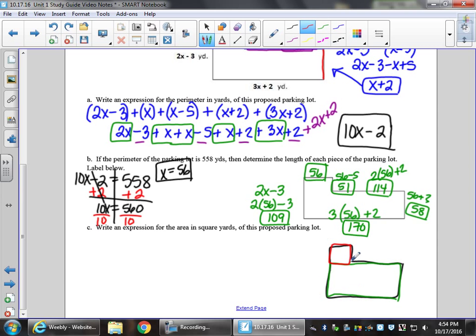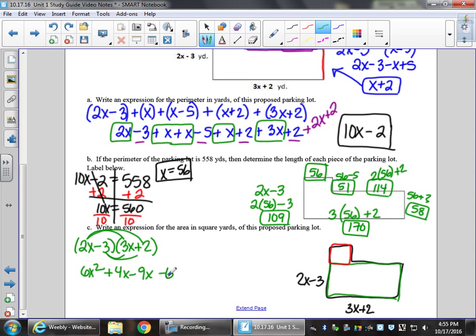You could have made this a box and this a box. There's two ways to do it. Now I know the expression of this side is 3x plus 2, and this is 2x minus 3. So for the green box, we're going to do 2x minus 3 times 3x plus 2. That'll get the area of the green box. Let's do that first. So I get 6x squared plus 4x minus 9x minus 6, which is 6x squared minus 5x minus 6. So that's the green piece.